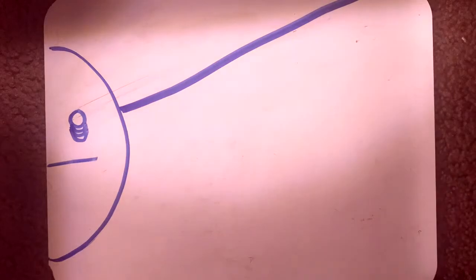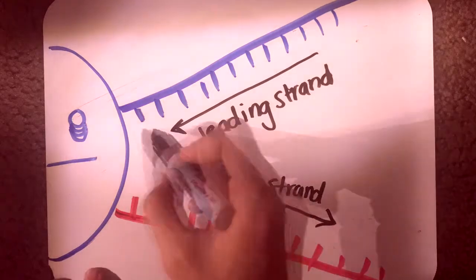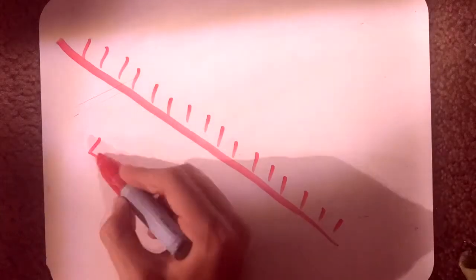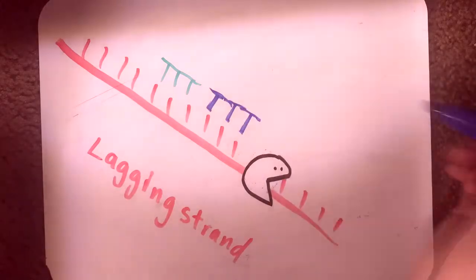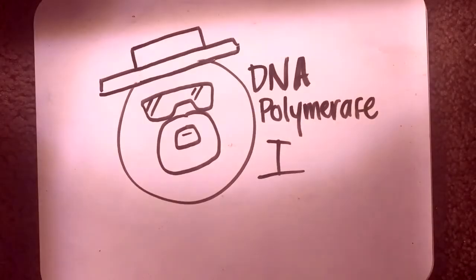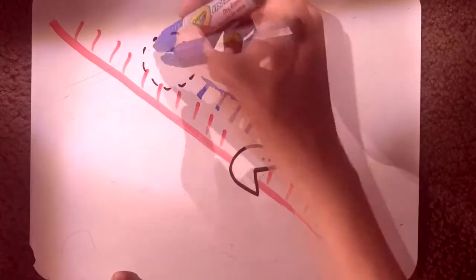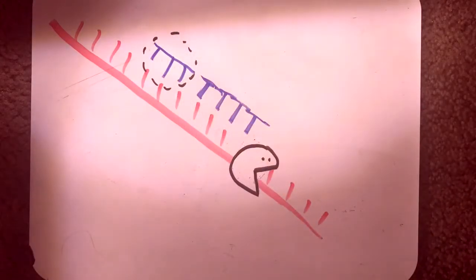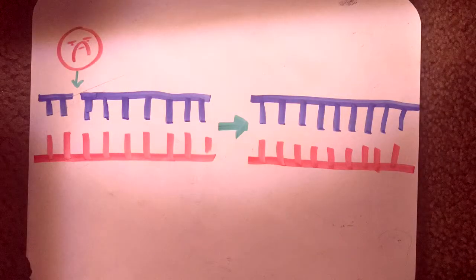There are 2 strands from the original DNA molecule, the leading strand and the lagging strand. Since DNA can only be made in a 5-3 direction, DNA polymerase must synthesize DNA in short Okazaki fragments. DNA polymerase 1 then comes and turns the RNA primer into DNA. Then, DNA ligase comes and connects the Okazaki fragments, completing the DNA molecule.